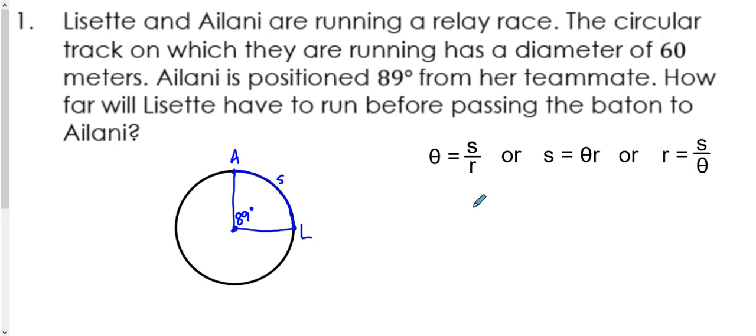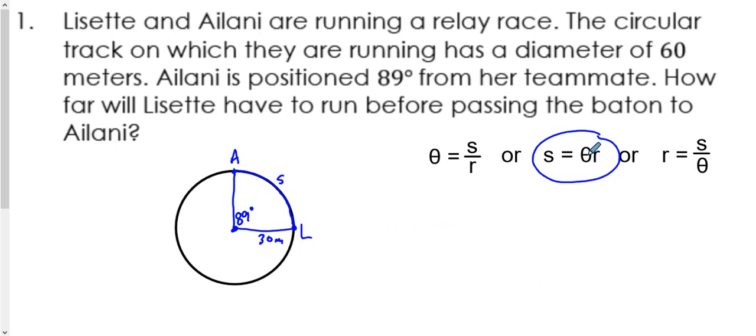Now it says the track has a diameter of 60 meters. Guys, diameter goes from here all the way across the circle. So if that's 60 meters, I hope you guys recognize that this would be a radius of 30 meters. Okay, so all we got to do now is figure out which one of these we are looking for, and we are looking for S. So we're going to use this formula.